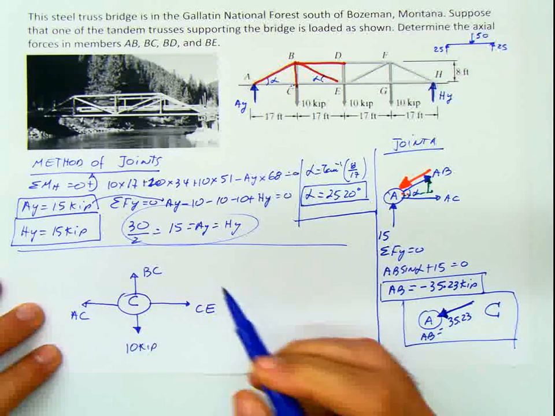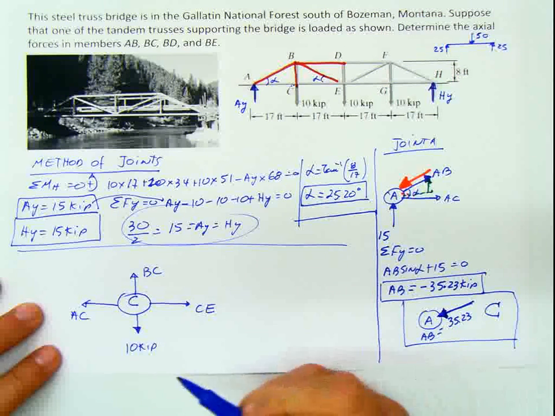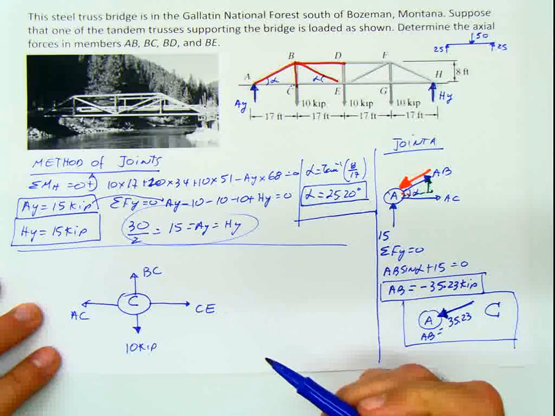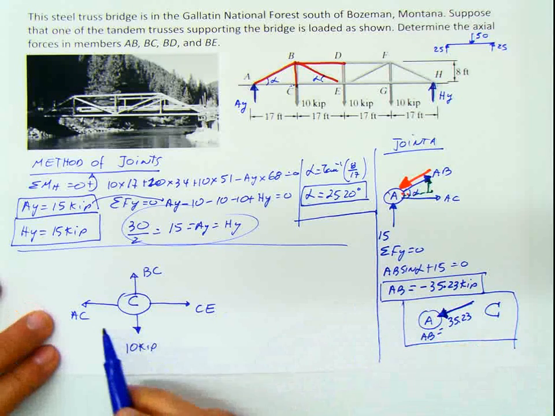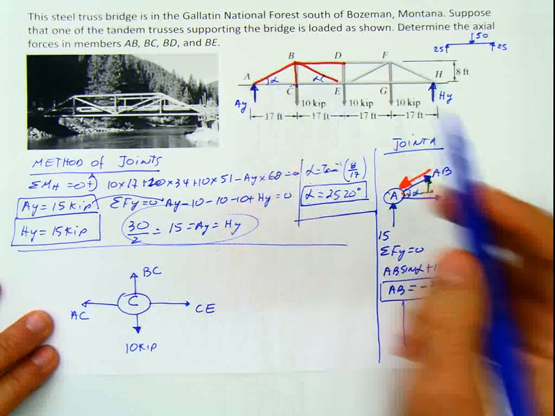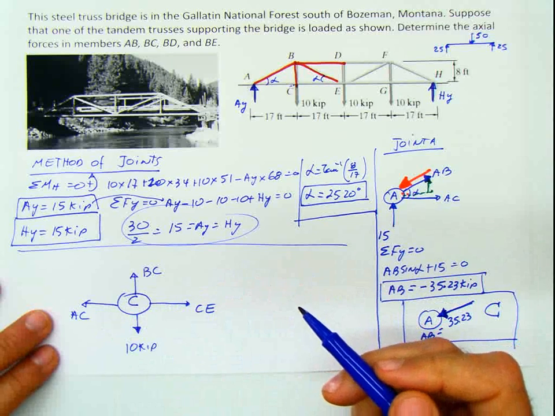Oh, but wait a second. I have three unknowns. And I say that in a particle equilibrium, the only thing that we can have is two unknowns because we have two equations. So that means that this AC, even though I'm not asked for it, I have to calculate it in this step to put it here. No, I don't have to.